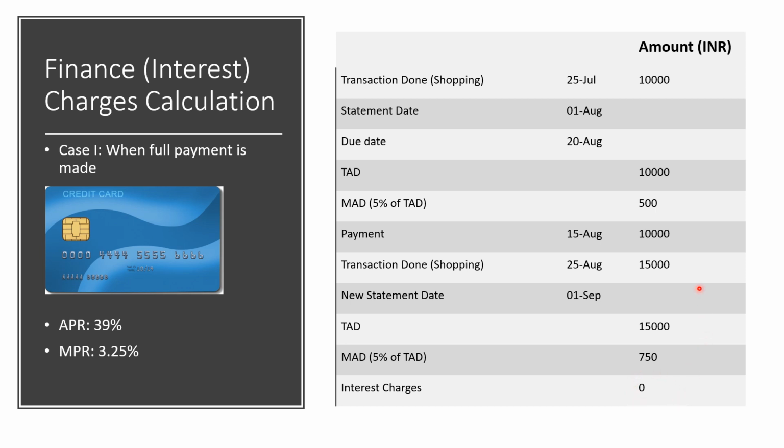It doesn't matter that you did a later transaction of 15,000 rupees, because once you have paid the complete bill of the past month, any transaction that you do will not attract any interest charges.